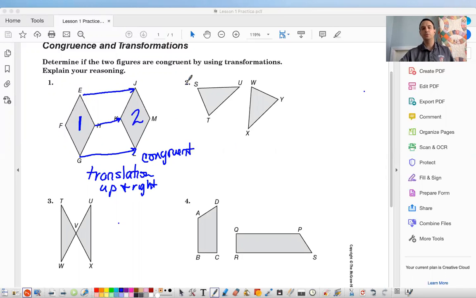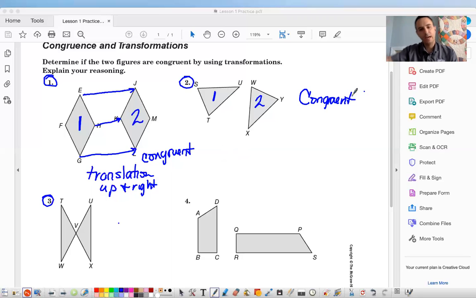Okay, so let's do number 2. We'll do numbers 1, 2, and 3, and then y'all can try 4, 5, and 6. So number 2, how am I going to take image 1 and turn it into image 2 and prove that they're congruent? First of all, do they look congruent? What do y'all think? Yes. So our first guess is it is congruent.